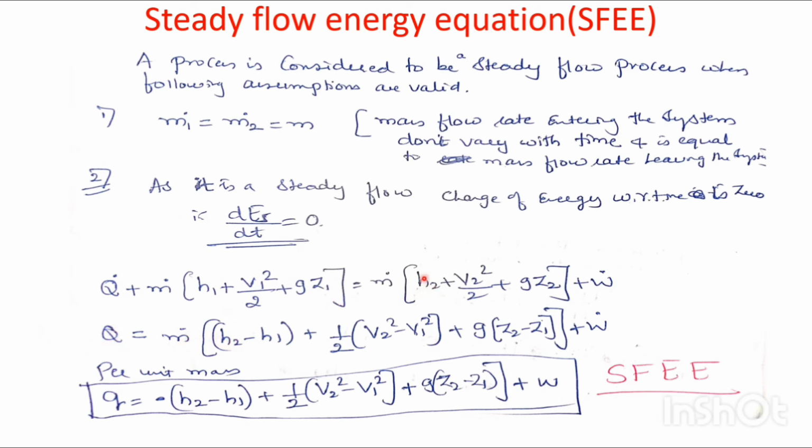So this equation I will shift to this side now. So the final equation I will write: Q dot is equal to ṁ, both sides ṁ is there, so h2 minus h1 plus 1 upon 2 (V2 square minus V1 square) plus g into (Z2 minus Z1) plus W dot. Now for per unit mass, small q is equal to this divided by ṁ, so this term gets cancelled: q equals h2 minus h1 plus 1 upon 2 (v2 square minus v1 square) plus g into (z2 minus z1) plus w. So this is the steady flow energy equation.